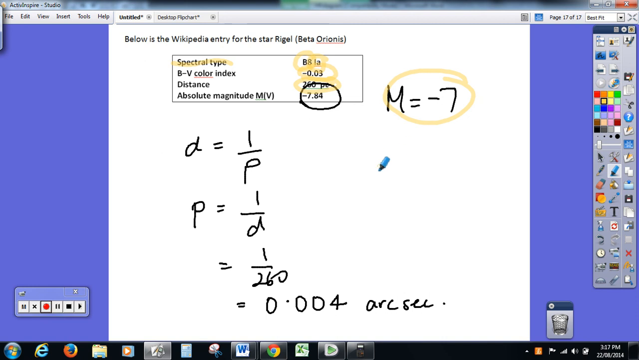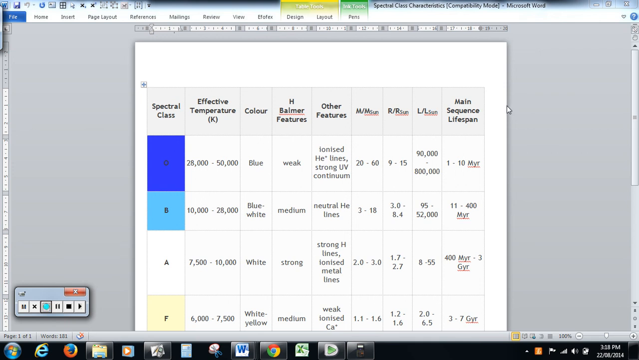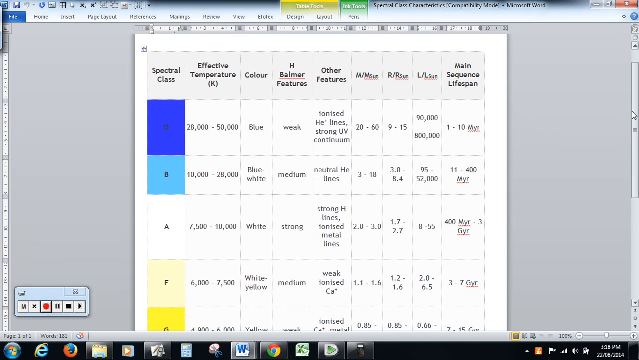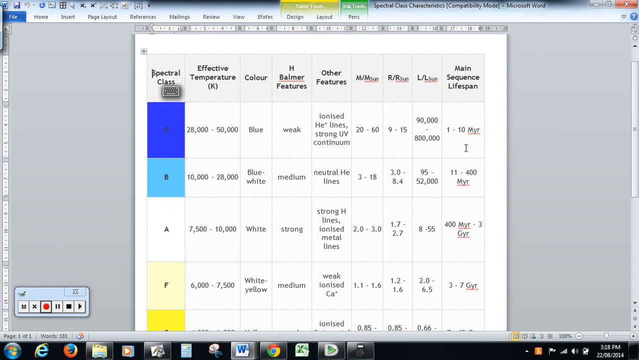Well, yes, I can actually work out what are some of the spectral features of a B8 star. So let's take a few moments and get that chart up. Okay, so we have this chart, which we know very well. We know that it's a B8 star, so it's closer to the 10,000 than to the 28,000. So a B8 star would be here. We know it's a blue-white. These are the spectral features. We have neutral helium lines, and we have medium strength Balmer H lines.